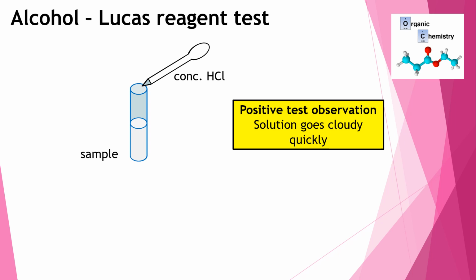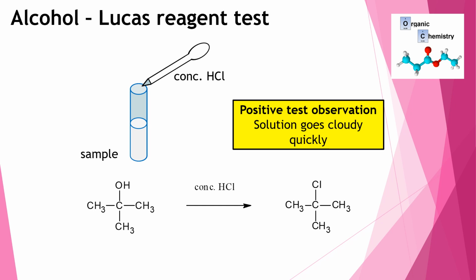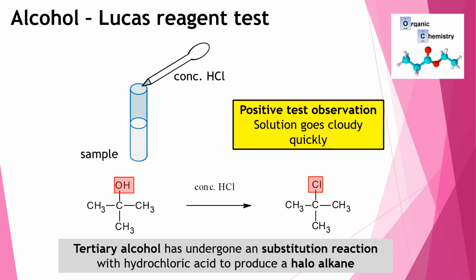So the positive test for this observation is a tertiary alcohol. The solution goes cloudy quickly. Notice a tertiary alcohol, the carbon that's attached to the OH has 3 other carbons attached to it. Now this is a substitution reaction because the chlorine from the hydrochloric acid is replacing the hydroxyl group from the original tertiary alcohol. And it's producing what we call a haloalkane.